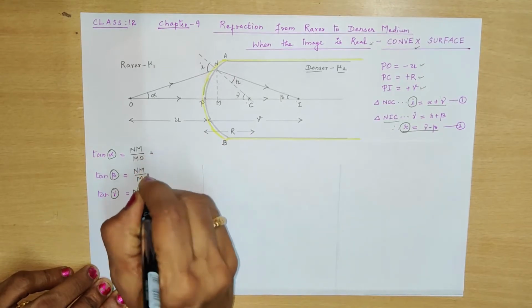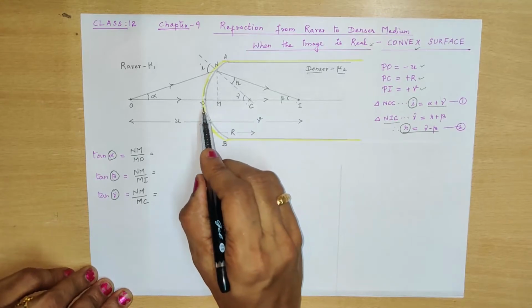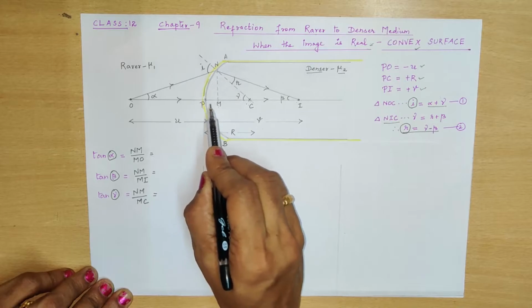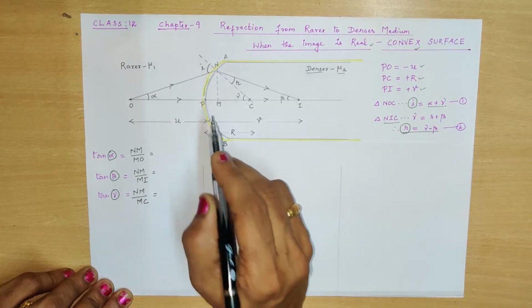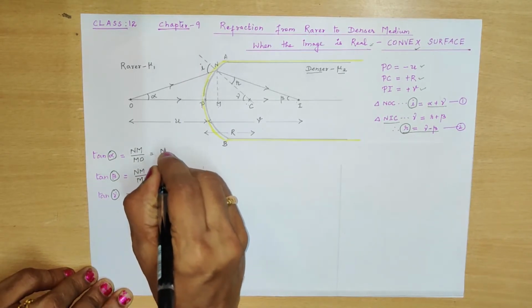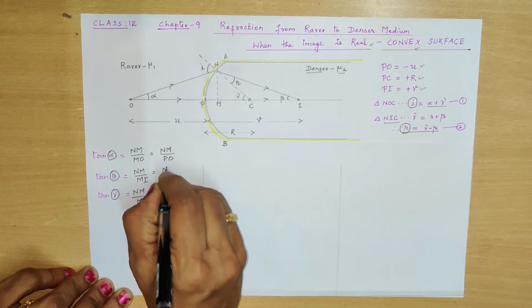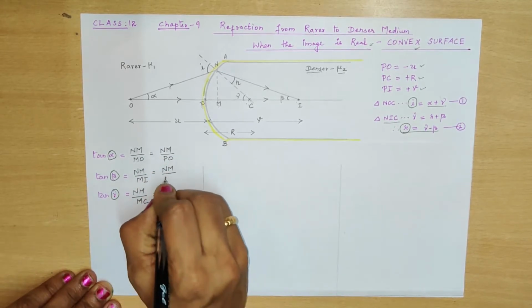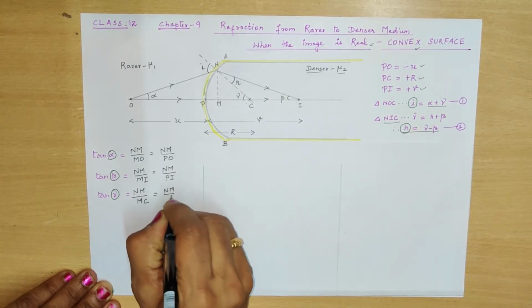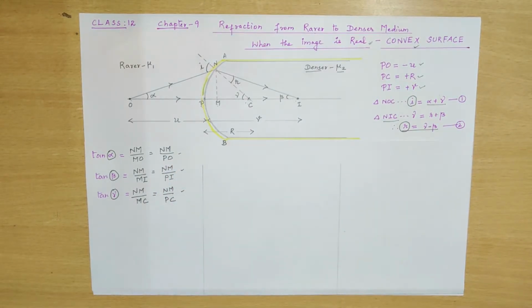Now all these measurements are to be taken with respect to the center of the lens. The distance P to M is negligible, because the perpendicular is drawn in such a way that the distance is negligible. So we rearrange this with respect to the pole, and hence NM upon PO instead of MO. In a similar way, this is equal to NM upon PI, and here also we write the denominator as PC. The three equations are now ready for alpha, beta and gamma.